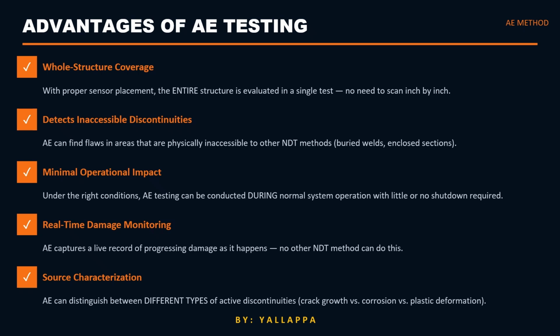Very few NDT methods can do that. AE is also useful for detecting defects in inaccessible areas where conventional inspection becomes difficult. And another important capability is source characterization. Sometimes AE can help differentiate between crack growth, corrosion activity, friction, and erosion activity. That makes the method extremely powerful for structural integrity monitoring.